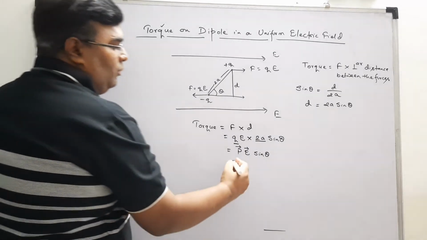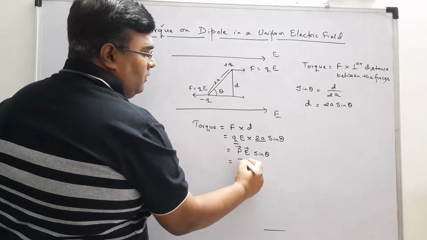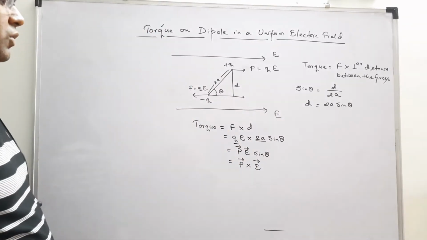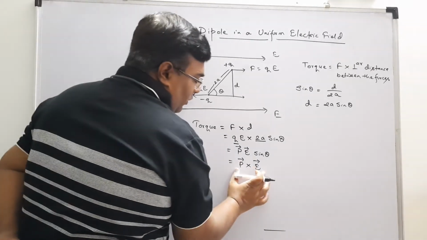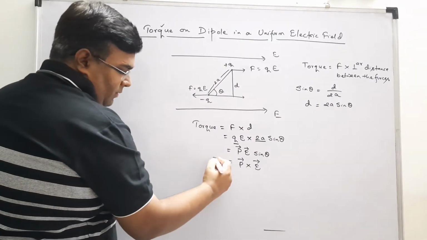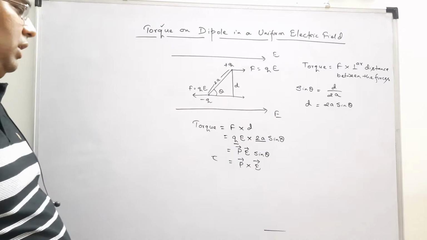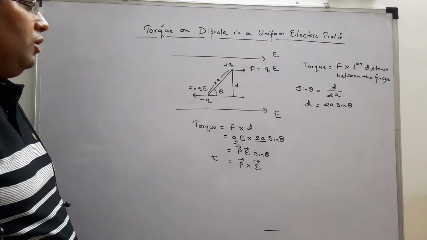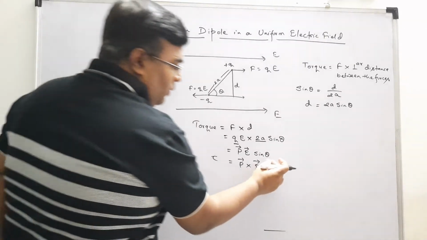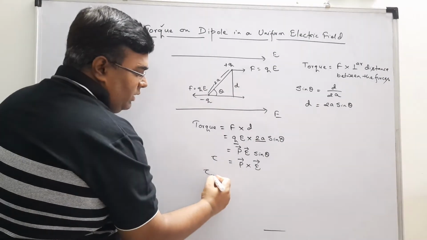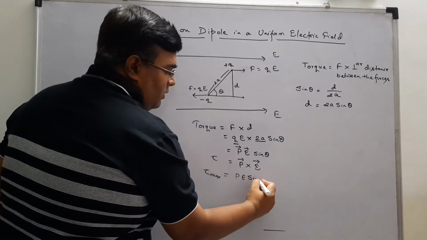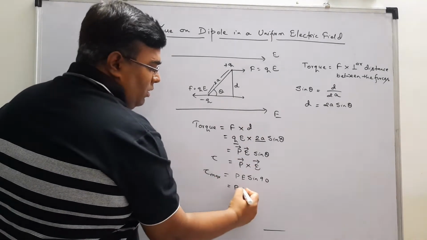We know one formula in vectors, which is p cross E. So in vectors, we know that p cross E is pE sin theta. So torque, which is denoted like this, tau, is equal to p cross E. So the maximum torque is when theta is 90 degrees. So you can say tau max is pE sin 90, which is equal to pE.